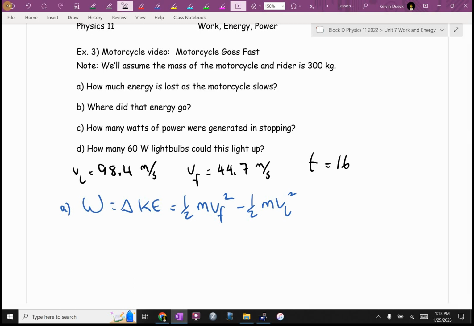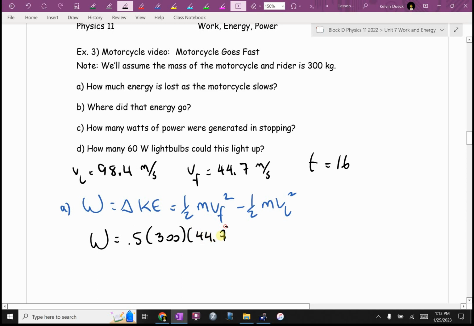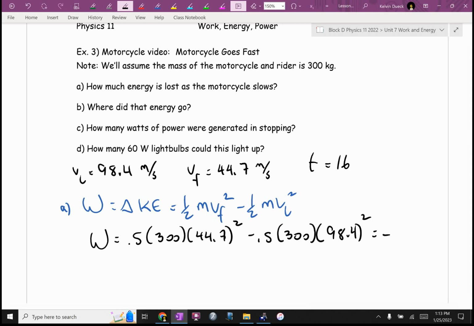So let's crunch this here. It's going to be 0.5 times 300 times 44.7, don't forget the squared, minus 0.5 times 300 times 98.4. Don't forget the squared. You're going to get a negative answer. What's the negative telling us? Is the motorcycle gaining energy or losing energy? Lot of energy. In fact, I think you're going to get an answer in the millions.